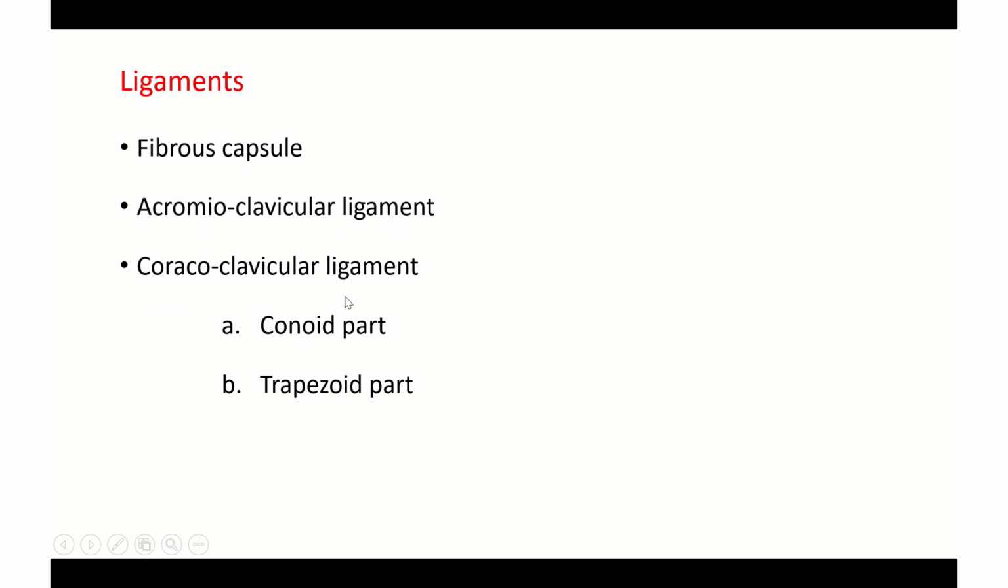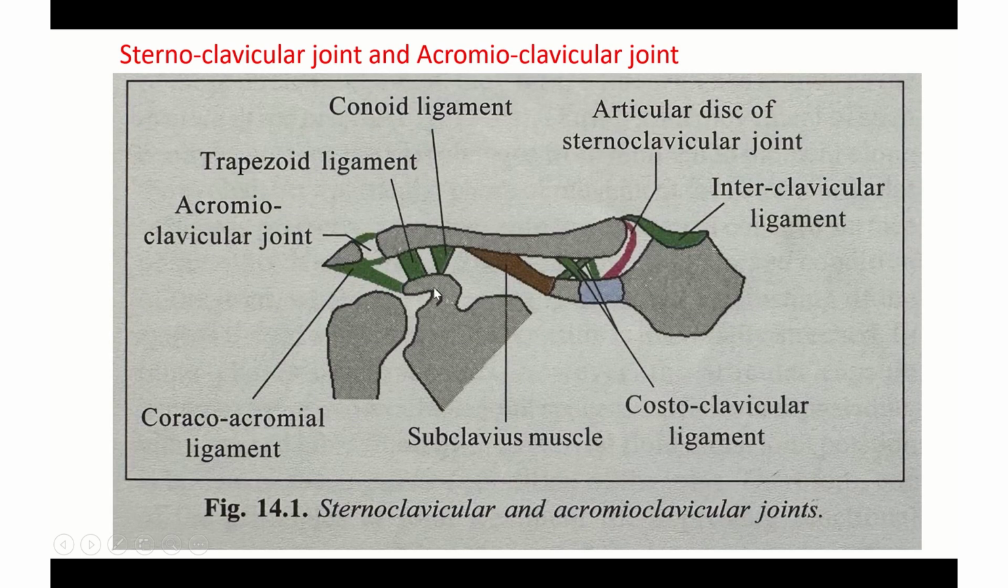Then there is the coracoclavicular ligament, with conoid part and trapezoid part. You can see here the conoid part is inverted cone shaped. Inferiorly it is attached to the coracoid process, and superiorly it is attached to the conoid tubercle. You can see the shape. The conoid part is an inverted cone, whereas the trapezoid part is quadrilateral. The trapezoid part is inferiorly attached to the upper surface of the coracoid process, and superiorly it is attached to the trapezoid ridge of the clavicle.